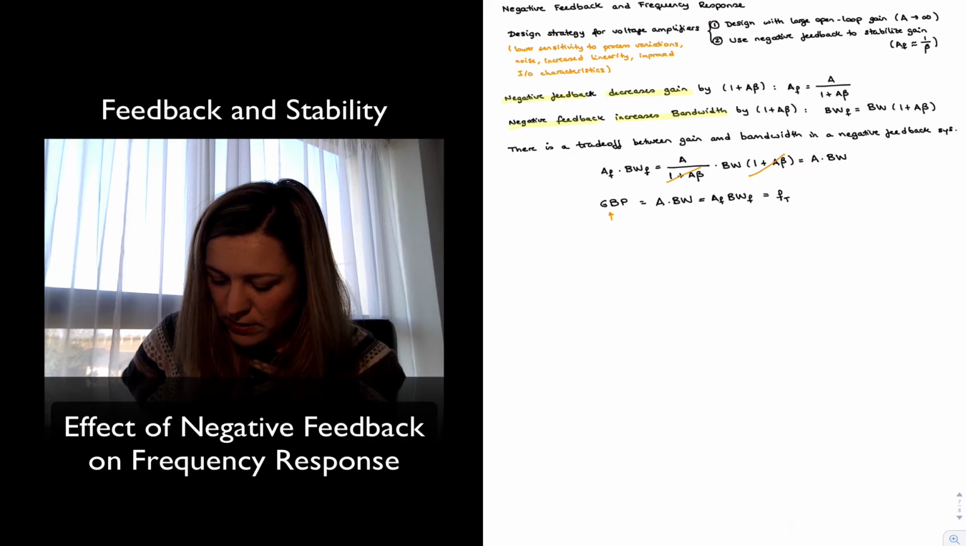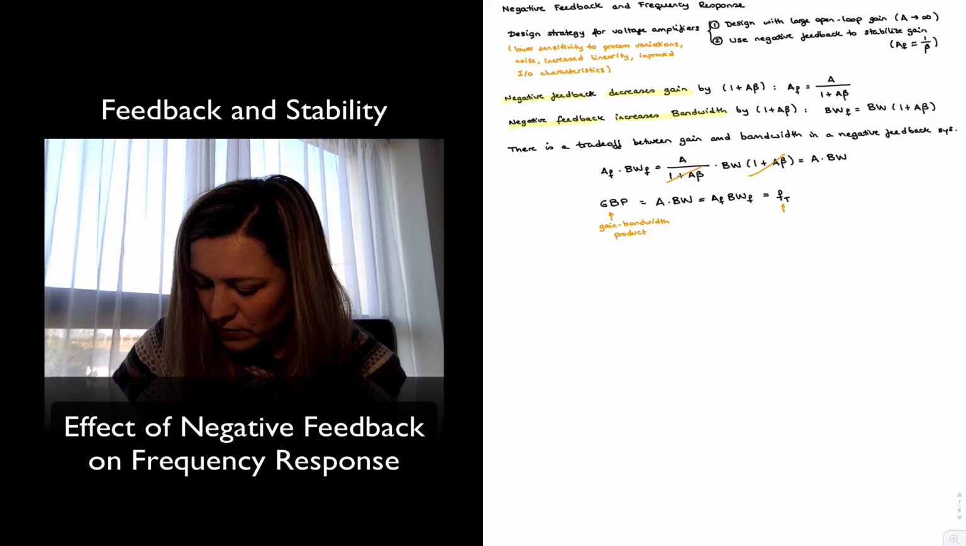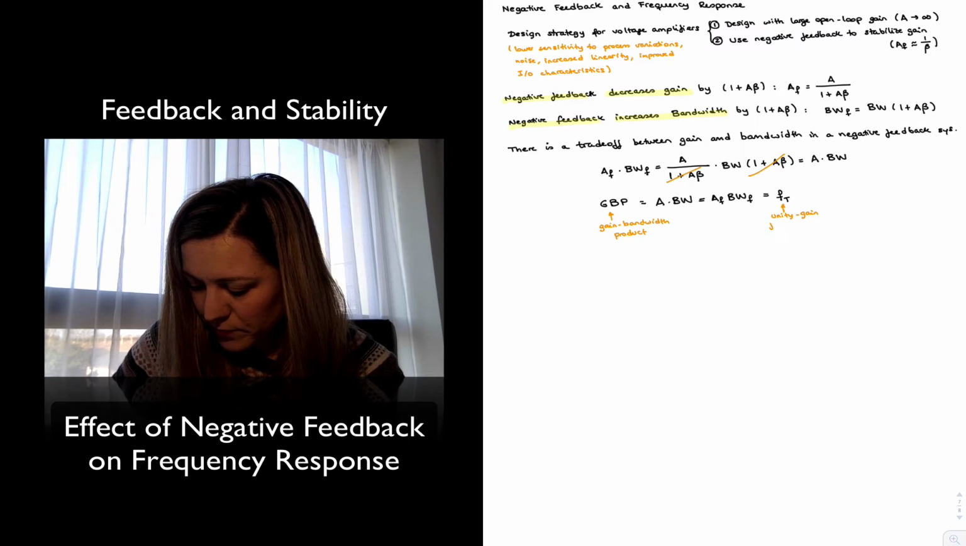So I'm going to write there, this is the gain bandwidth product, and this is the unity gain frequency, or transition frequency.